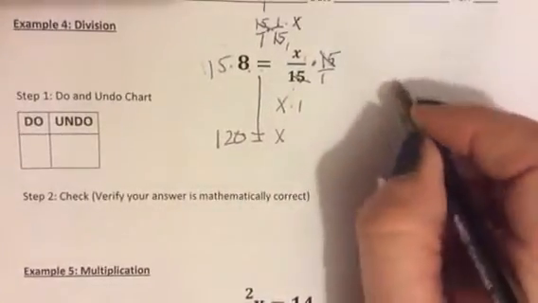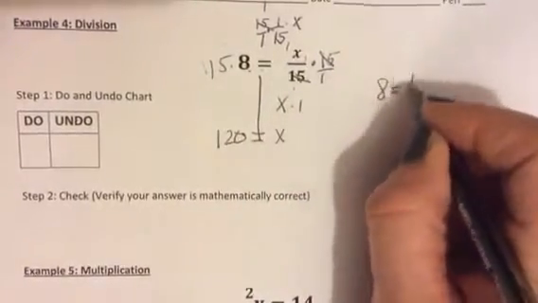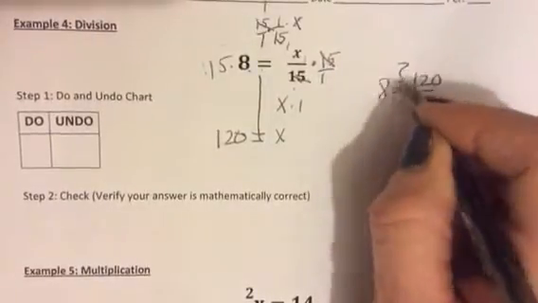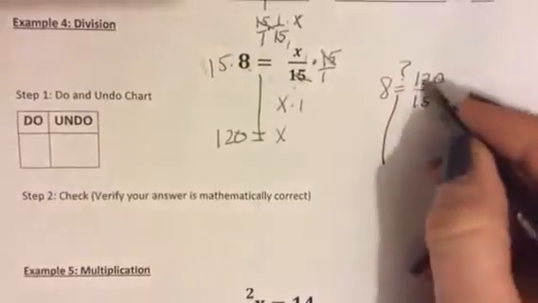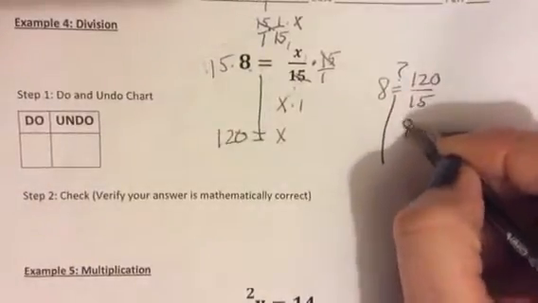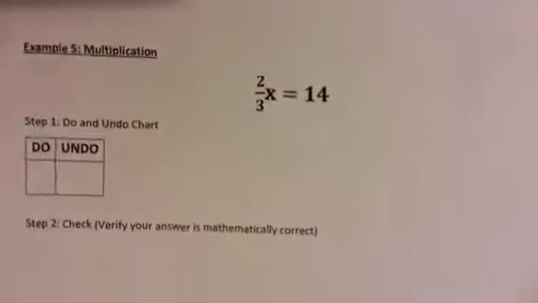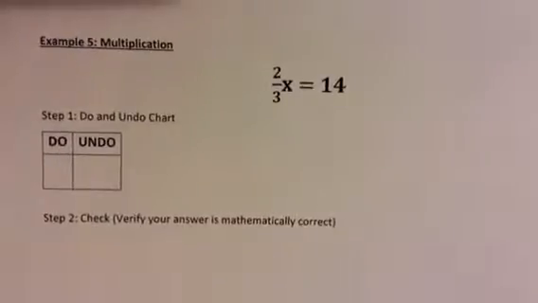So to check that, we'll say 8 equals 120 divided by 15. We want to know, is that equal? And 120 divided by 15 is 8. So it checks. All right, and our last example is 2/3 times x equals 14.